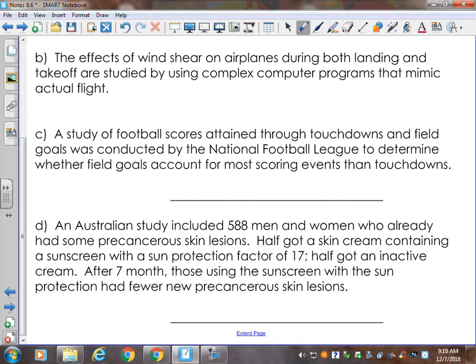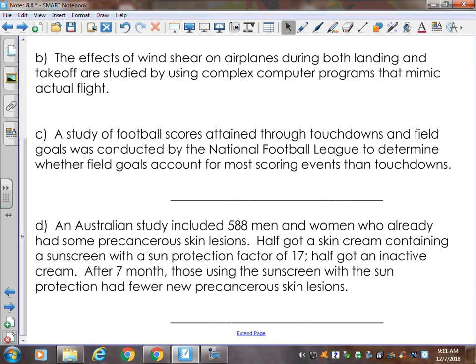Studying football scores obtained through touchdowns and field goals was conducted by the National Football League, to determine whether field goals accounted for more scoring events than touchdowns. And this is a census, because they went to the Football League and got all the scores to do this. And then an Australian study of 588 men and women who had some precancerous skin lesions. Half of them got a cream, half of them got a placebo cream. And after 7 months, we went back to see how many more cancers they had, and the ones that had the medicine had fewer. That is definitely an experiment, because we didn't give both groups the same thing. We gave one the medicine and one the placebo to see if that would have any effect.